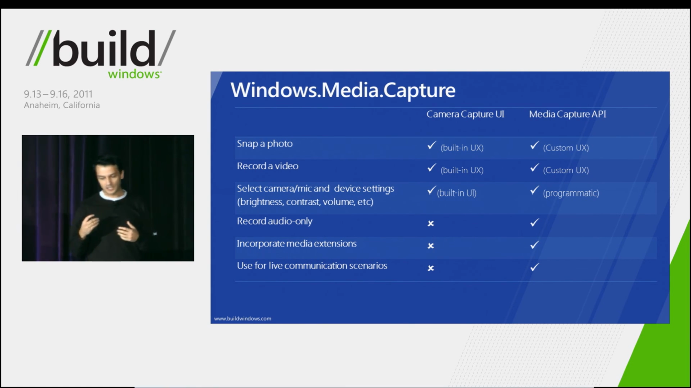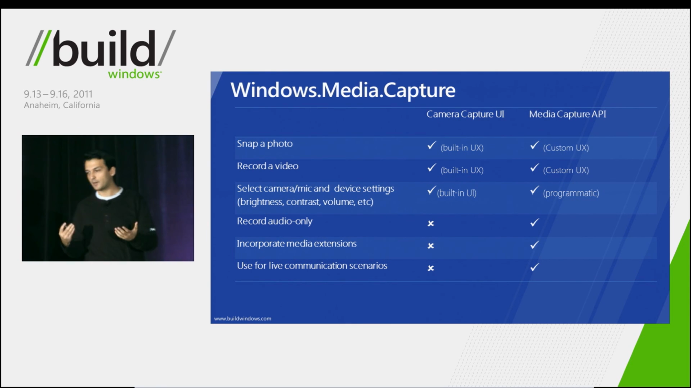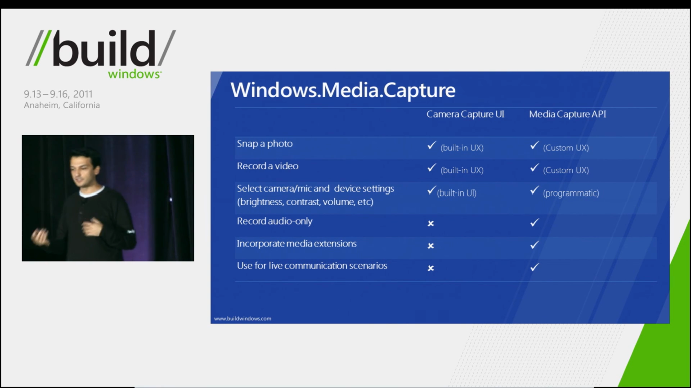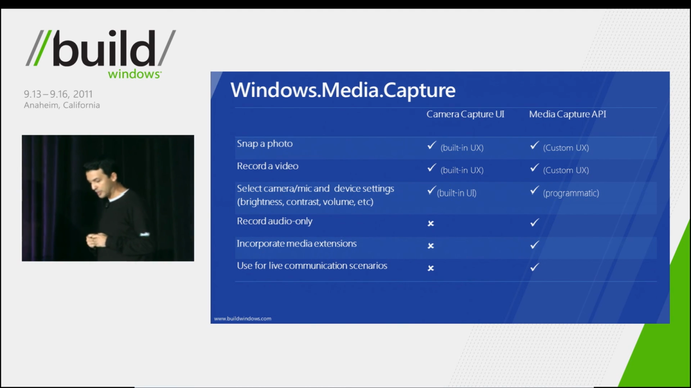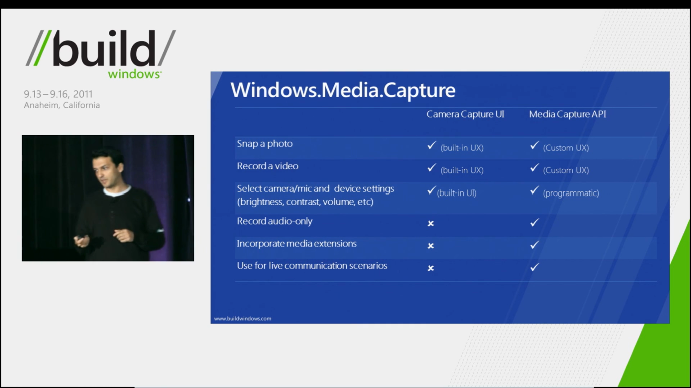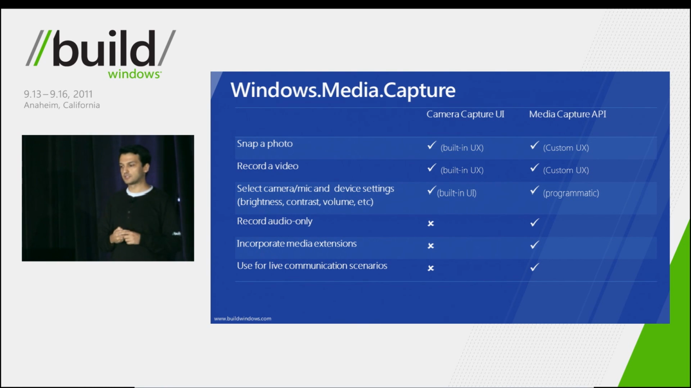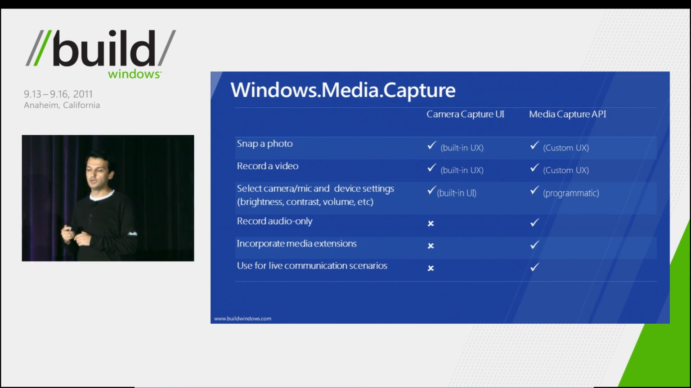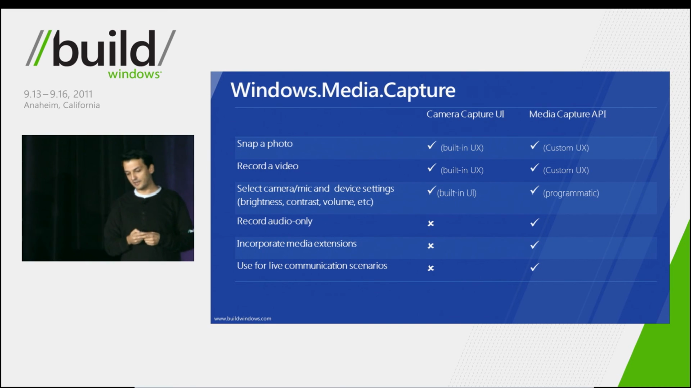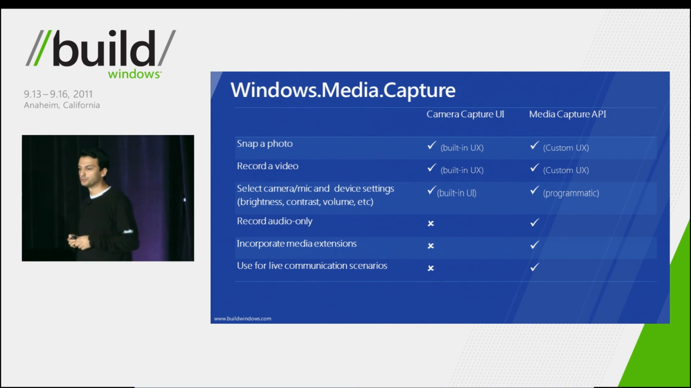If you would like to, through the camera capture UI, again, your users will be able to change the camera and the device settings as we talked about earlier. But if you would like to control these settings programmatically, Media Capture API is there for you. If you're doing an audio-only recording, Media Capture API is the way to go because Camera Capture UI is a video-centric UX that we have. If you would like to write a game like we've seen earlier, using the extensions, Media Capture API will help you do that. And communication scenarios are an example of that too.